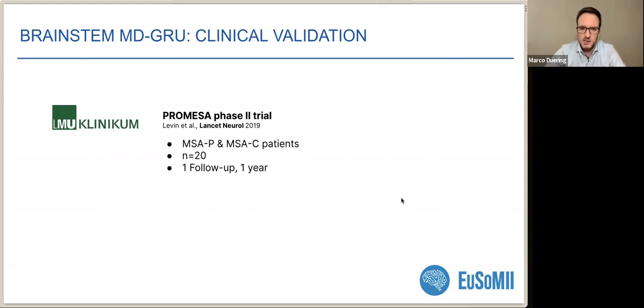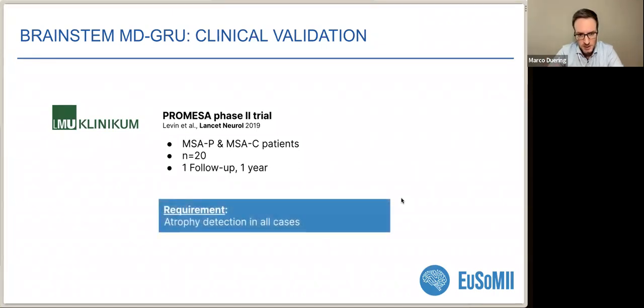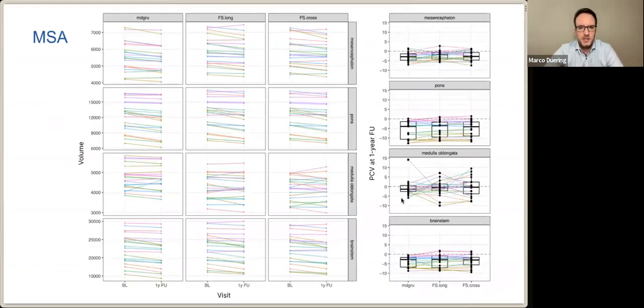And what this allows us, because this is such a rapidly progressing neurodegenerative disease, is allows us to formulate a requirement. And that would be that over 1 year, we expect to detect atrophy in all cases, so in all 20 subjects. And that is our requirement for clinical validation that we can now test just by analyzing the longitudinal data. And this is how it looks like.